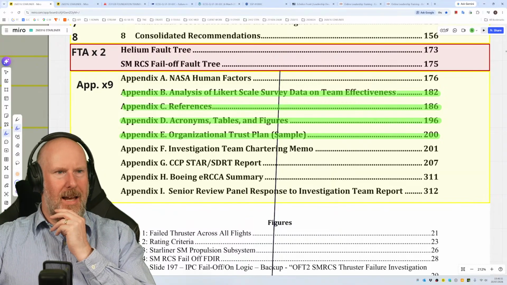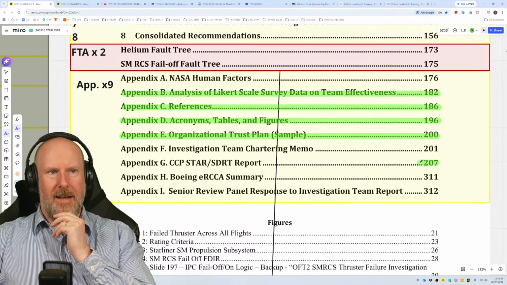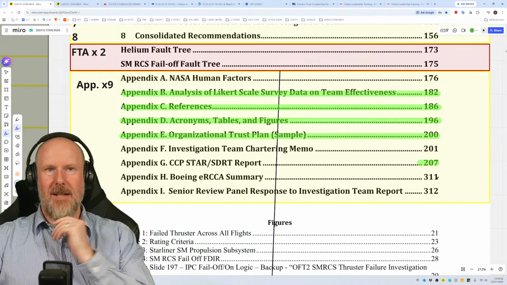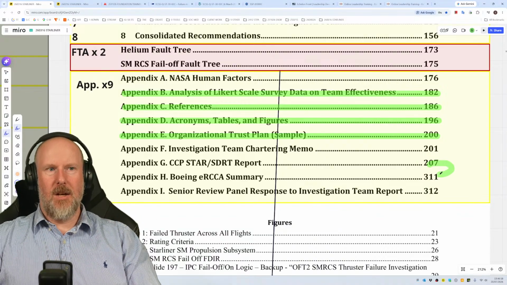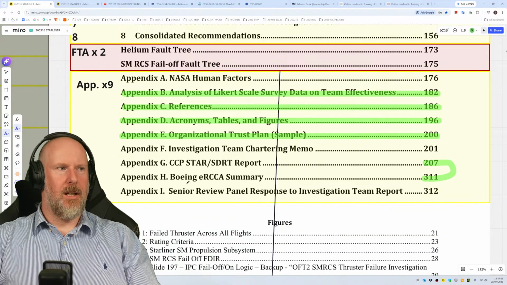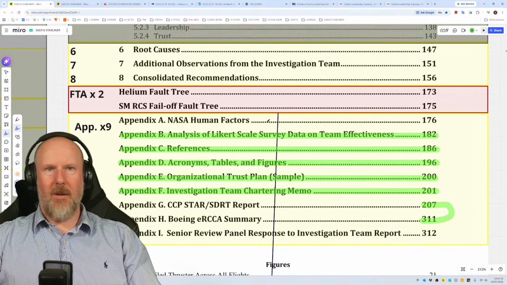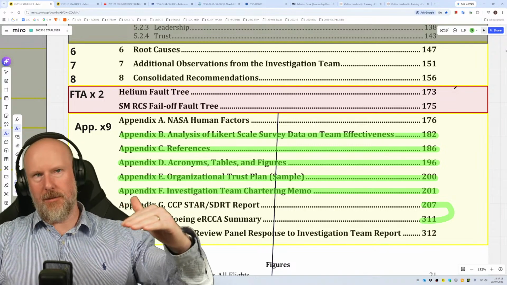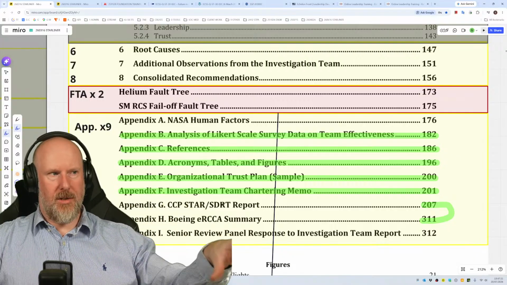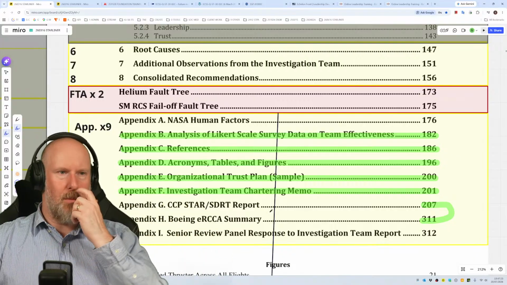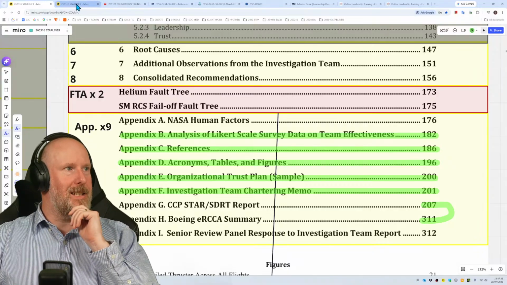The CCP Star SDRT report, that is massive. As you can see, it's over 100 pages. So that bit is going to take probably 4 or 5 live streams, I think, maybe longer. That's a big bulk of work. And then the last part is the survey, senior review panel response to the investigation team. So I think we are getting there. We're only a few live streams away from finishing the body of the report, and then the real work will start when we look at the other investigation reports. So yeah, fantastic.